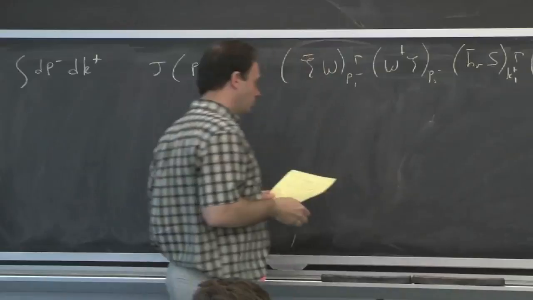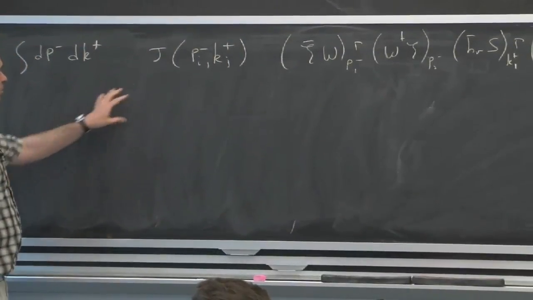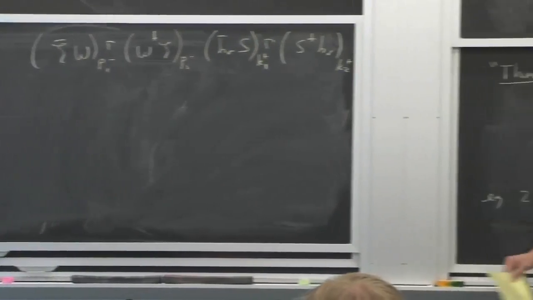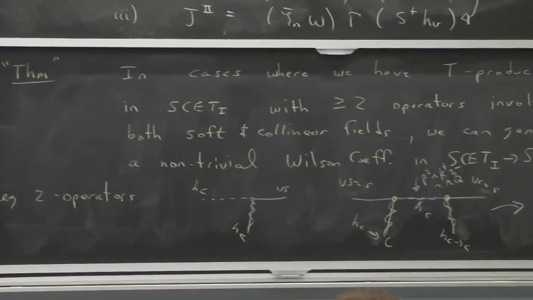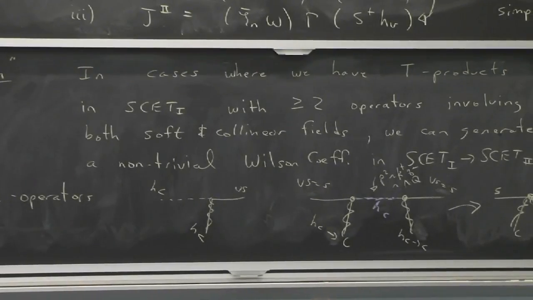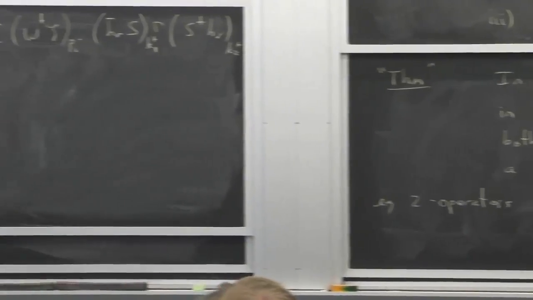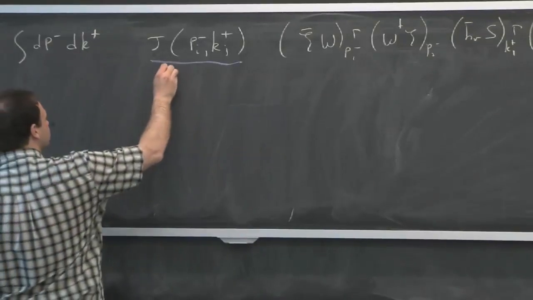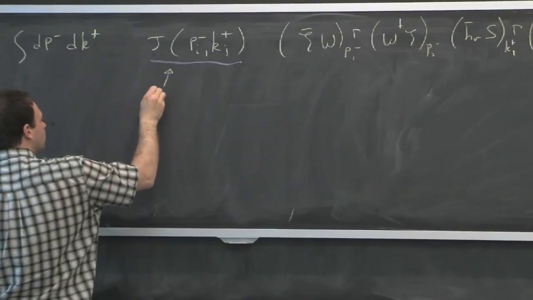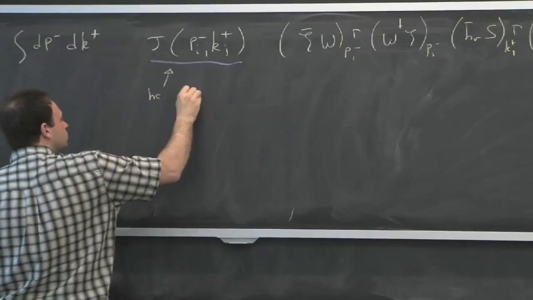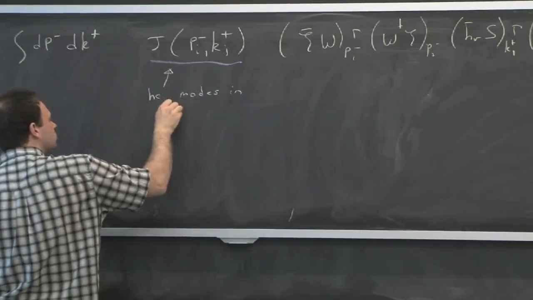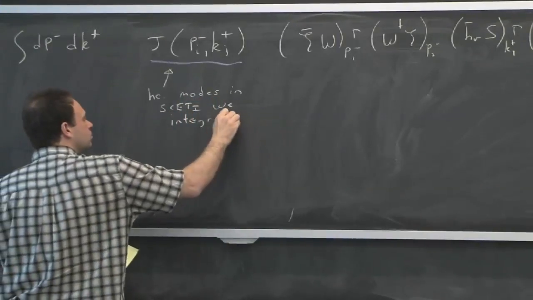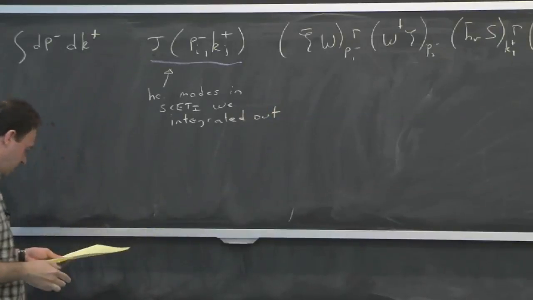But so it would be something like this, where you'd get some function, whatever it is, that's coming exactly from integrating out the purple stuff. So this is the Wilson coefficient. And usually you would call these things jet functions because they look like jet functions. So this comes from the SCET1 modes that got integrated out.